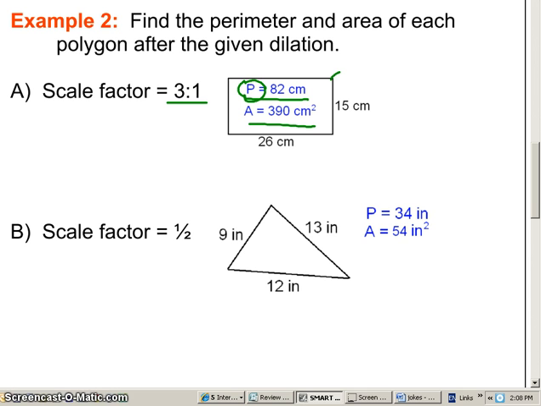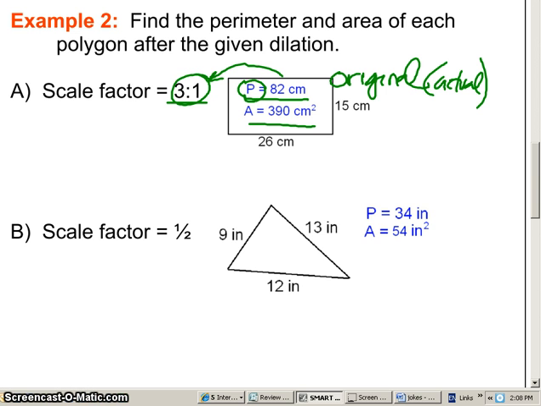This is our original shape. Okay? This is the original. This is our actual. What I want to do is apply a 3:1 scale factor. In other words, I want to take this rectangle and enlarge it how many times? 3 times. 3:1 is 3. And again, 3 is greater than 1, therefore I'm trying to enlarge this. Let's start with our perimeter.